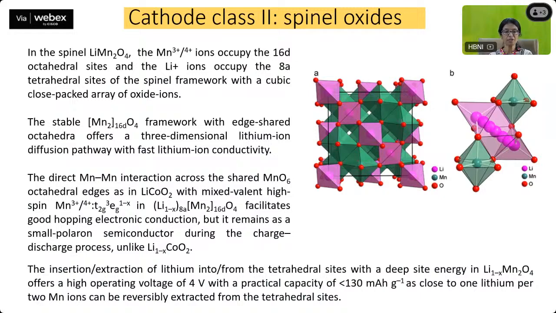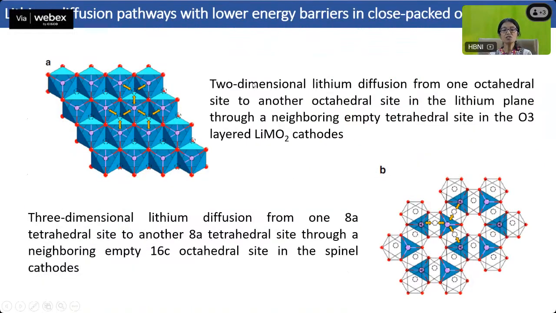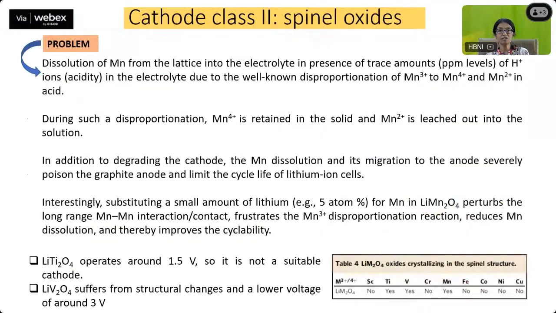the tetrahedral sites. So you see over here, what I have shown is the 2-dimensional lithium diffusion from one octahedral site to another octahedral site in the lithium plane through a neighboring empty tetrahedral site in the O3 layered LiMnO2 cathode. So this is a 2-dimensional lithium ion diffusion. Whereas in the case of your spinel, what you have is a 3-dimensional lithium diffusion from one 8a tetrahedral site to another 8a tetrahedral site through a neighboring empty 16c octahedral site in the spinel cathodes. So these are the lithium diffusion pathways in the case of a layered structure, whereas in a spinel structure.